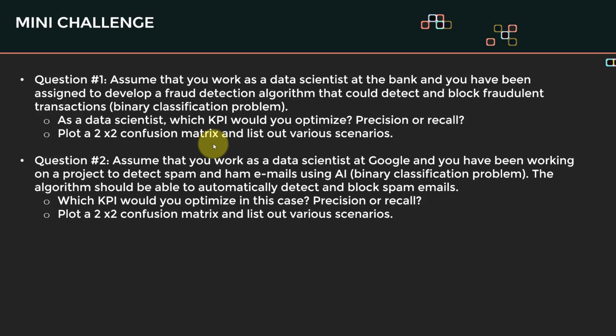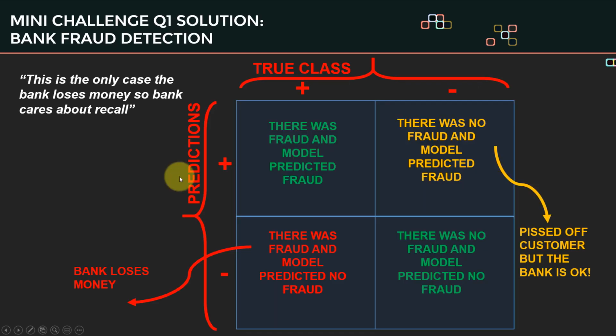All right, hope you guys were able to figure out the challenge. Let's go ahead and discuss the solution. Okay, so let's cover the bank fraud detection first. So as a bank, the answer to the first question is, if you work as a data scientist at a bank, you try to optimize recall. Why is that? Let's cover the details.